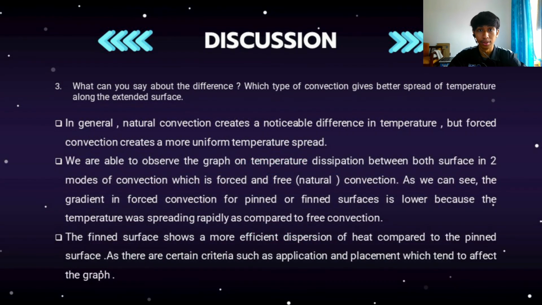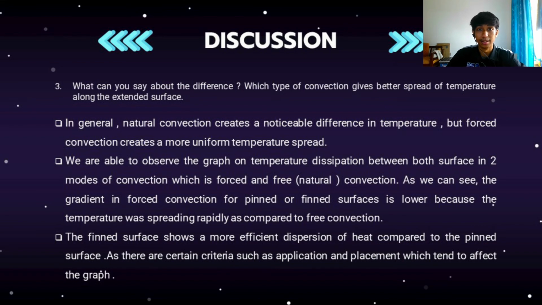What can we say about the difference, and which type of convection gives better temperature spread? In general, natural or free convection creates a noticeable difference in temperature, but forced convection creates a more uniform temperature spread. We are able to observe the graph on temperature dissipation between both surfaces in two modes of convection, which is forced and free convection.